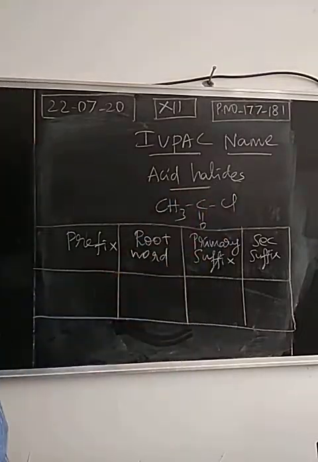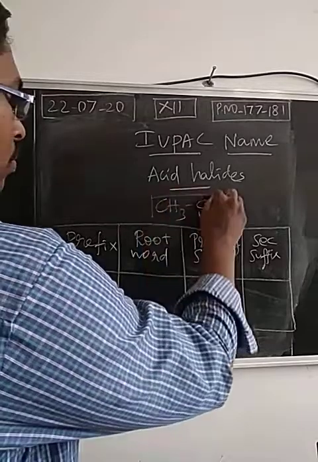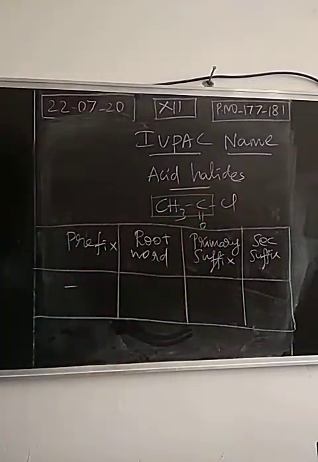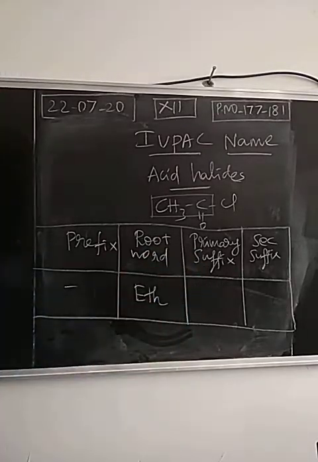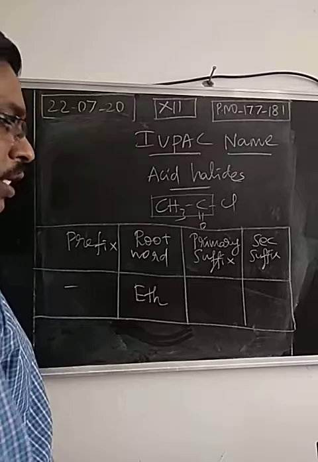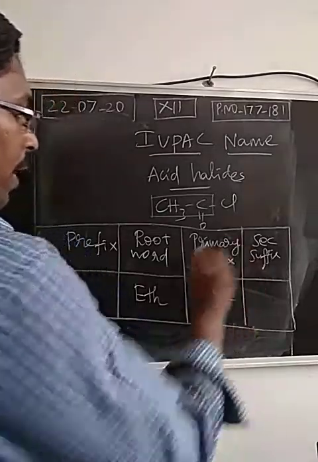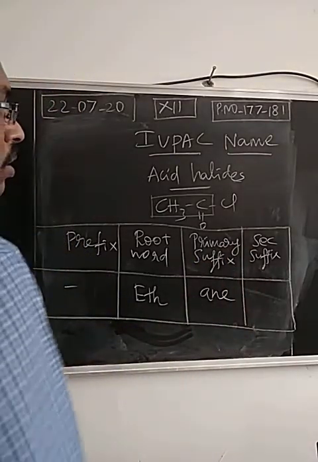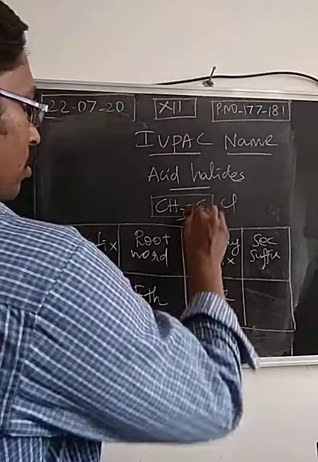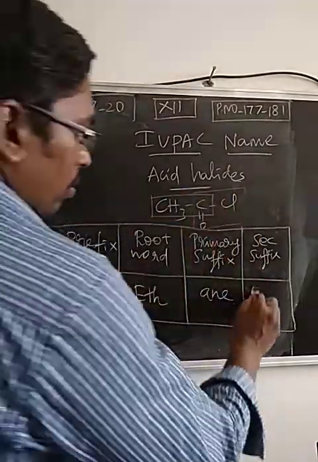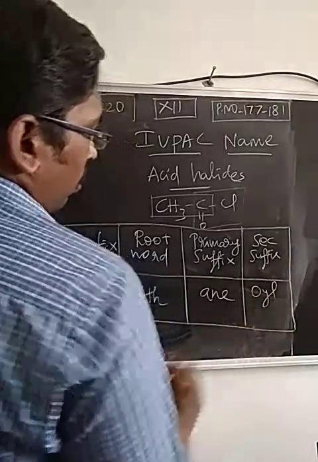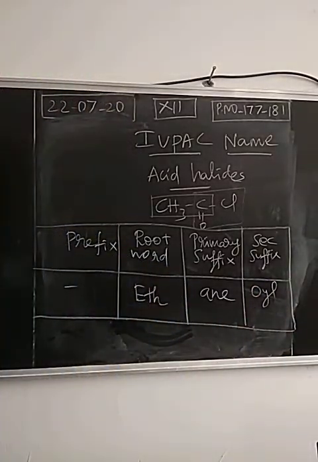So here we don't have any substituent. Root word: only 2 carbon atoms in the chain, so this is eth. Between the carbon atoms, only single bond. So primary suffix is ane. Secondary suffix for this functional group is oyl chloride. If chlorine is present, chloride.